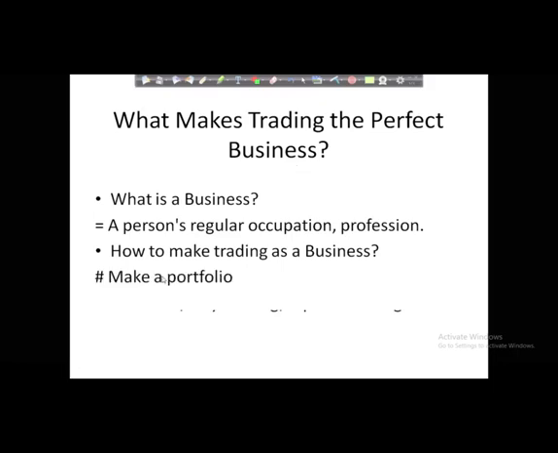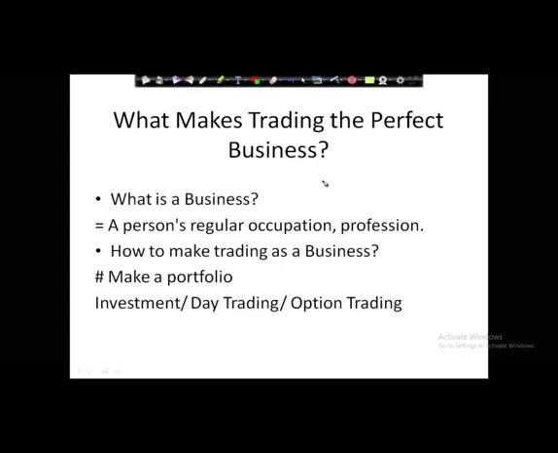So we must maintain a portfolio. What is a portfolio? My portfolio is investment and trading, day trading, and option trading. Is it clear?